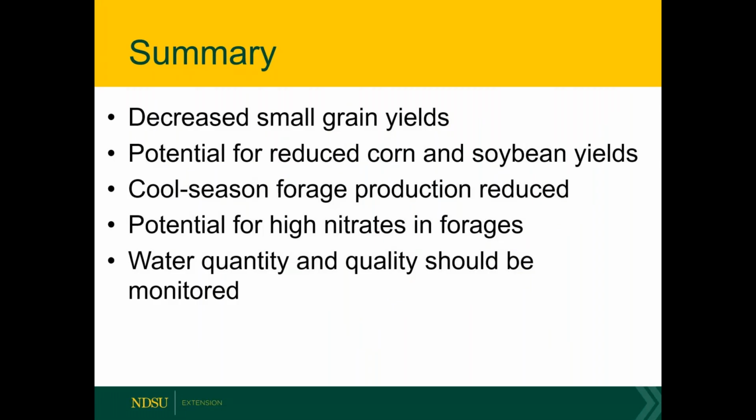So in summary, on the agricultural side, decrease small grain yields, that's already set. There's a potential for reduced corn and soybean yields depending on what we see for heat and growing degree days in the next month. Cool season forage production has been reduced.